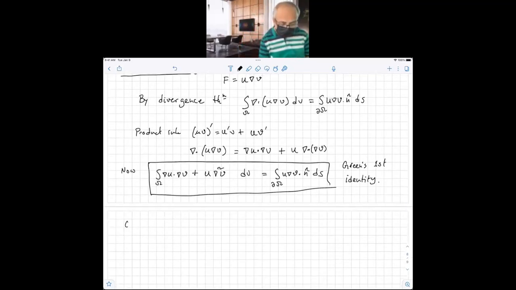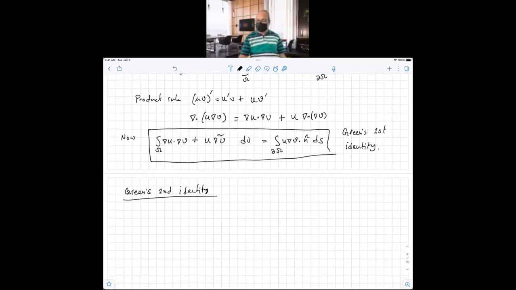So Green's, I will not discuss the third one, don't worry. There is a third one, Green's second identity. We'll stop there. So we take the first identity, start with the first one.